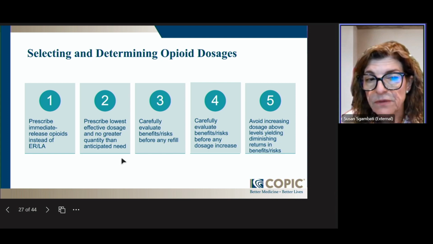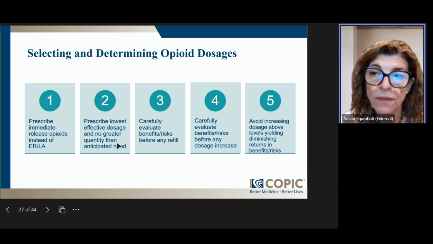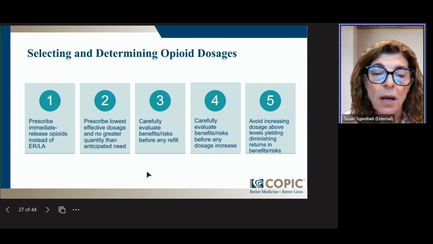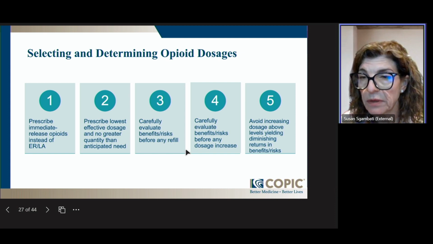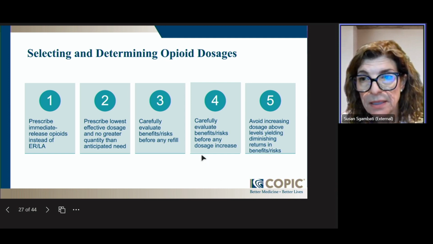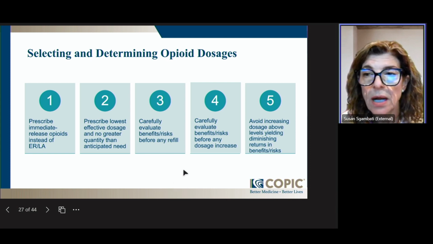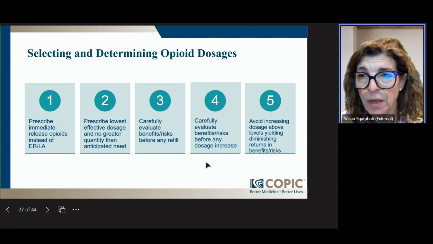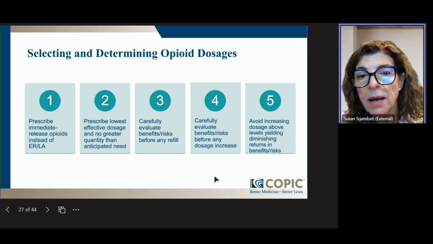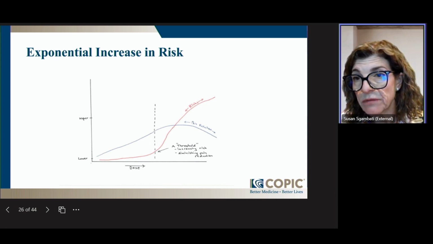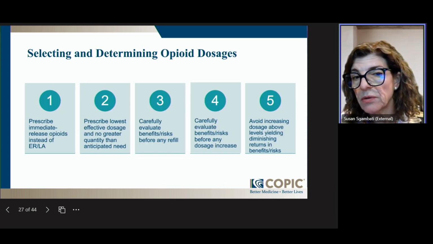Prescribing, number 2, the lowest effective dosage and no greater quantity than the anticipated need. Well, you know what they need because you know what you performed on them, and you've been doing it and you have an idea. I don't think the CDC is going to dictate that for us. Obviously, we would evaluate the risks and benefits before any refill. And furthermore, number 4, any increase in dosage, I feel mandates you seeing that patient and not doing that over the phone. Because if they're deviating a little bit from what you usually do, you really want to know, is something else going on here? Early infection, don't know. And then obviously number 5 kind of goes back to this. There is a point of diminishing returns and increasing risks. And so we avoid increasing a dosage above that.